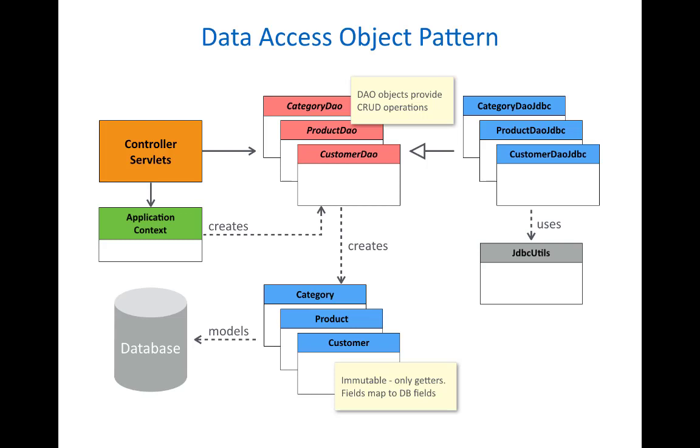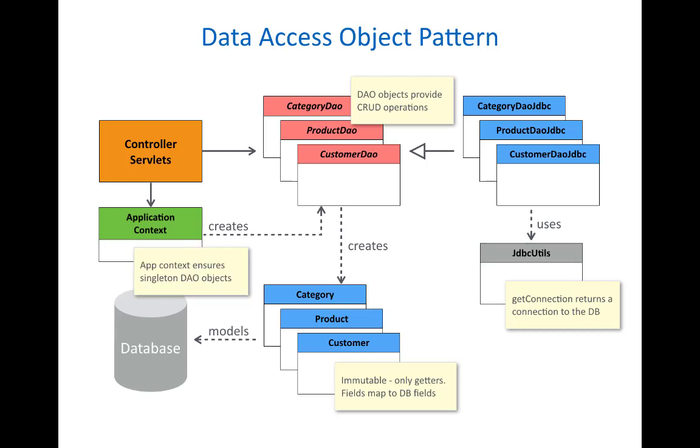The simple Affable Bean project uses JDBC implementations for the DAO interfaces. To get a connection to the database, the DAO implementations call the getConnection method from the JDBC utility class. Finally, the application context, a singleton class, ensures that any DAO objects used in the controller servlets are effectively singletons.